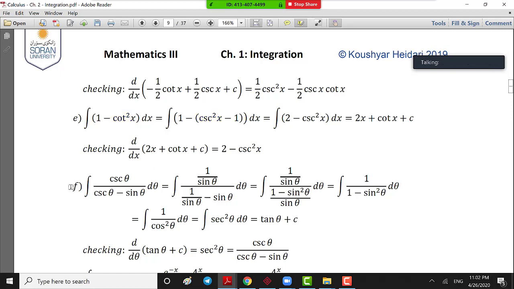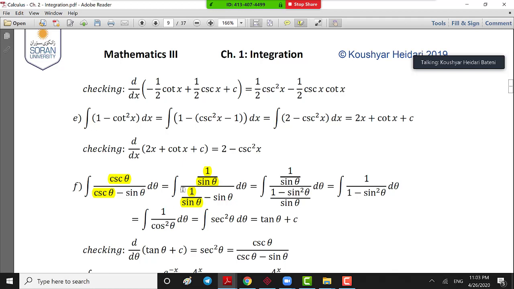So, for part F, the integrand in part F is a little bit more complicated. It is cosecant over cosecant minus sine. So we see that we don't have any familiar identity to use here. So what is our solution? Our solution is to replace this cosecant with its value, which is 1 over sine, right? We use the definition of cosecant. So we replace cosecant in the integrand with 1 over sine in numerator and denominator.